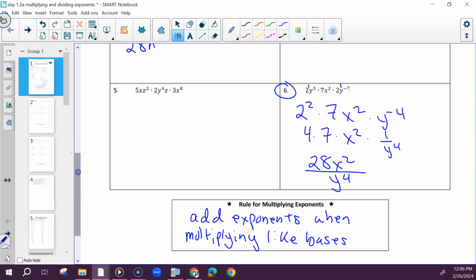Questions on that or other questions on this page? Is y always going to get a bottom? No. It depends on the problem. What is negative? What's positive? Does it simplify more? There's a bunch of things. So it could be, it could not be. It depends. Any other questions on this problem?